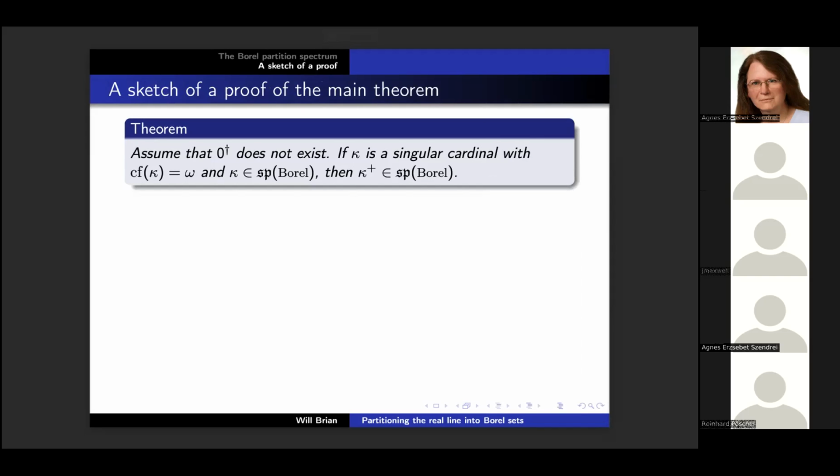All right. So that's a sketch of the main lemma. And now I'm going to sketch a proof of the main theorem. So this theorem, again, let me remind you, says that if zero dagger does not exist, and we have a singular cardinal κ with countable cofinality, and if it's in the Borel partition spectrum, then so is its successor.